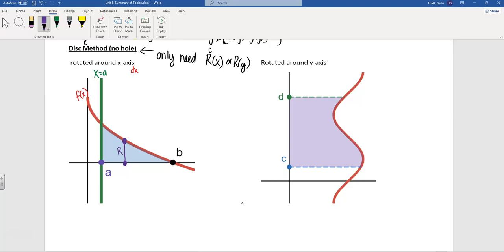And we're going to do R of X equals top minus bottom. But if you're rotating around the x-axis, it is y equals 0 every time for these, right? So if you're rotating around the x-axis and it doesn't have a hole, we're doing capital R of X is f of X minus 0. So capital R of X is just f of X.